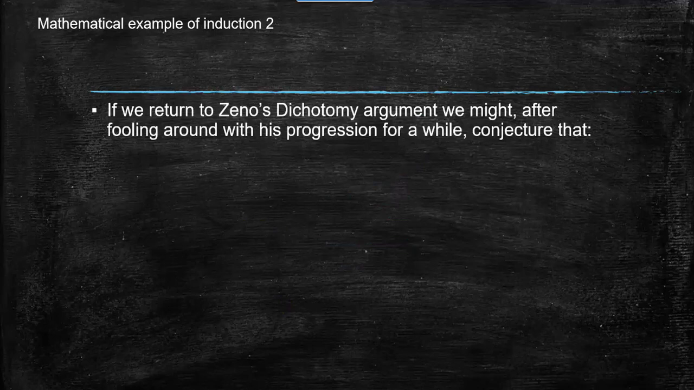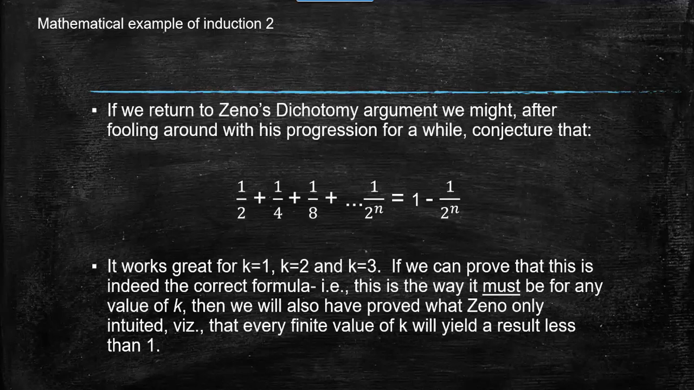Now, if we return to Zeno's dichotomy argument, we might, after fooling around with this progression for a while, conjecture that 1/2 plus 1/4 plus 1/8 plus up to 1 over 2 to the n equals 1 minus 1 over 2 to the n. It works great for n equals 1 and 2 and 3. And if we can prove this is indeed the correct formula, that is, this is the way it must be for any value of n, then we will have proved what Zeno only intuited, namely that every finite value will yield a result less than 1.